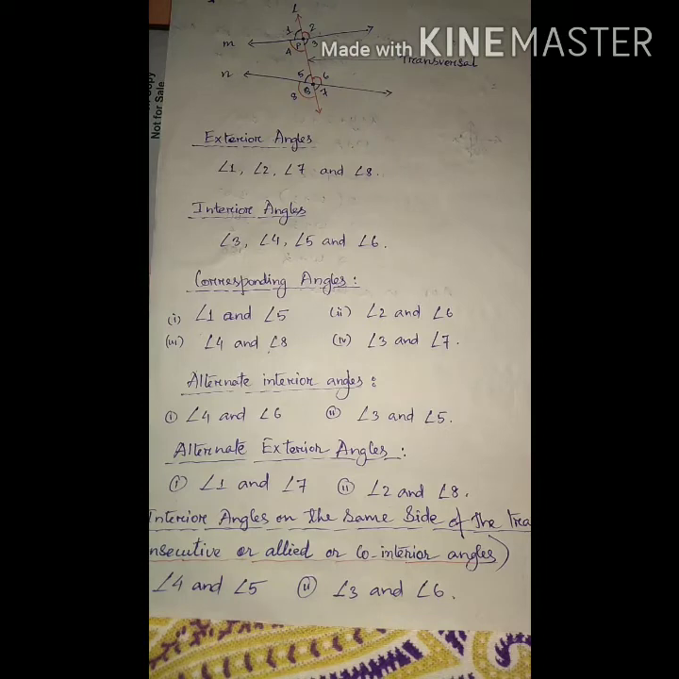Is it clear? Consecutive interior angles, or also it is known as allied interior angles, or also it is known as co-interior angles. So lots of names are here, so that's why here we simply have to say all interior angles on the same side. Is it clear? That means 3 and 6 and 4 and 5. Is it clear?